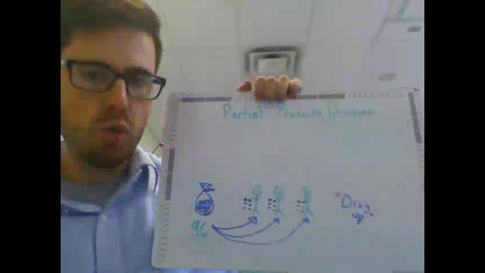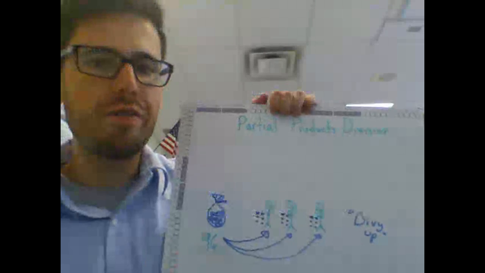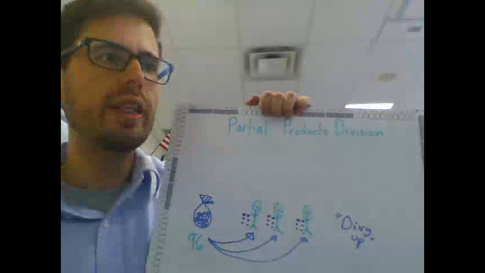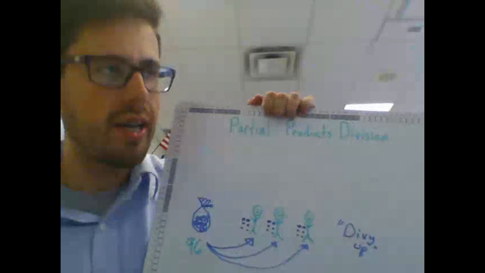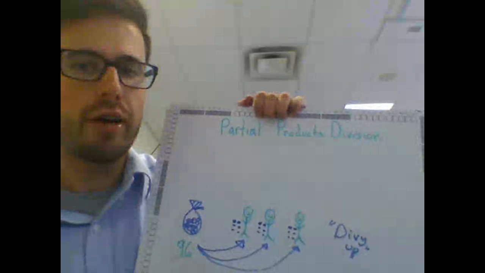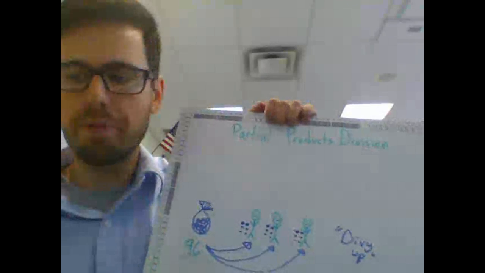Now, 96 is quite a large number, and in math, we might have to deal with very, very large numbers, so this strategy might take you a really long time. Will it work? Yes, of course. Is it the most efficient way? Maybe not. All right, so today I'm going to teach you a strategy that's called partial products division, and here's how it works.